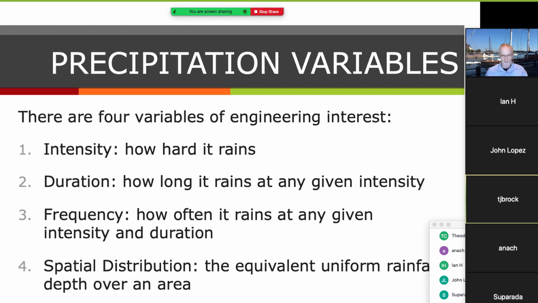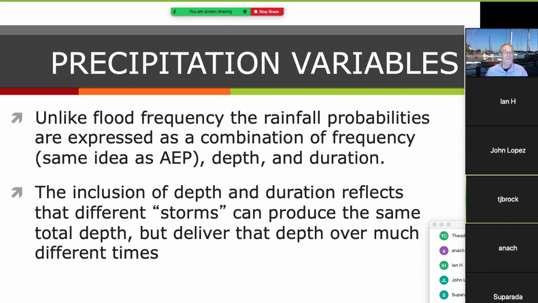The fourth one's a little harder. I don't have a national tool for that per se. So unlike flood frequency, which we have not talked about yet in this class, but the word frequency and probability are essentially interchangeable in most hydrologic contexts. So unlike flood probabilities, the rainfall probabilities are expressed as a combination of two features. That is depth and duration. Or intensity and duration. They're not considered separately.